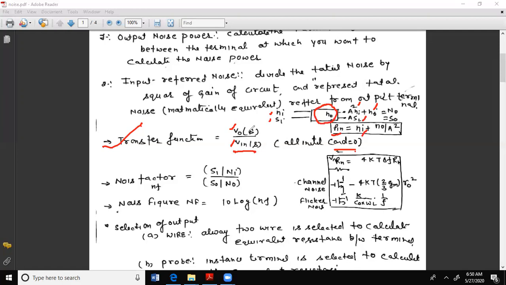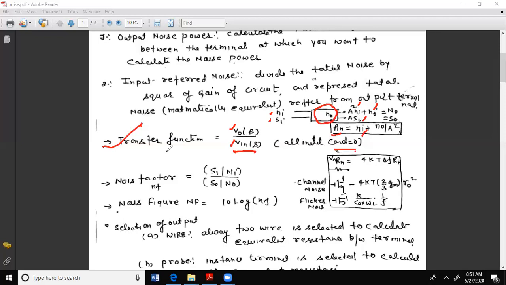If we are choosing the output quantity as the current, this ratio is I0 by V in. If both output and input quantities are the current, then it is a ratio of currents. So the transfer function is output upon input in the frequency domain. Here we have shown V0 and V in because we are choosing the voltage. So that is V0(s) by V in(s). So all initial conditions are zero.